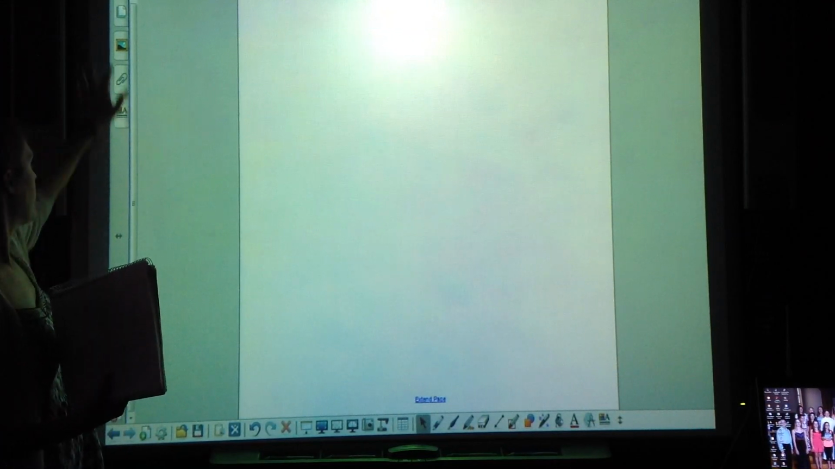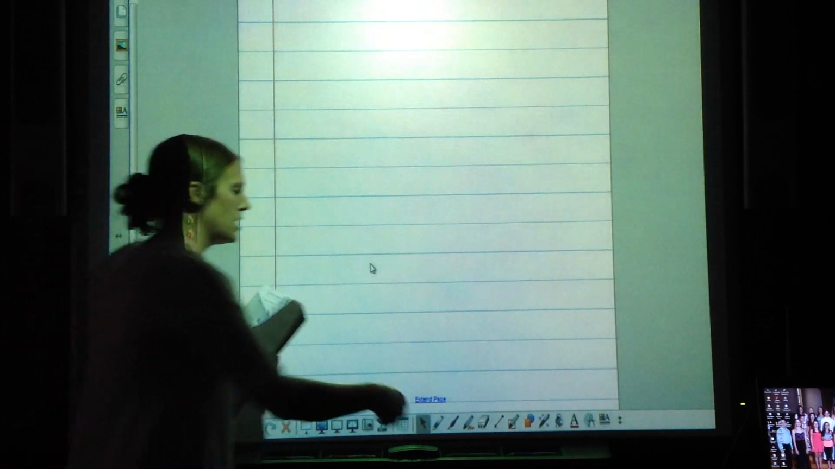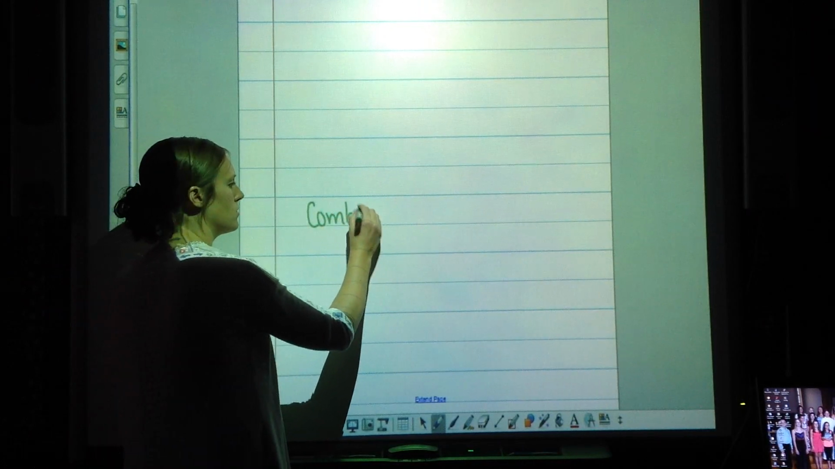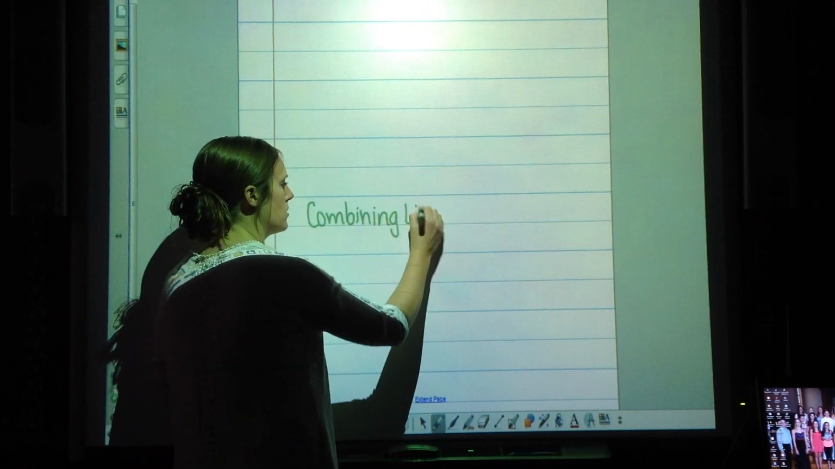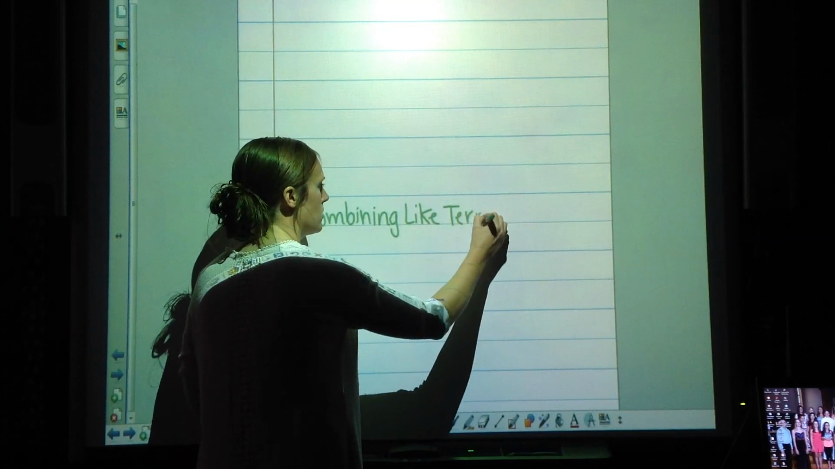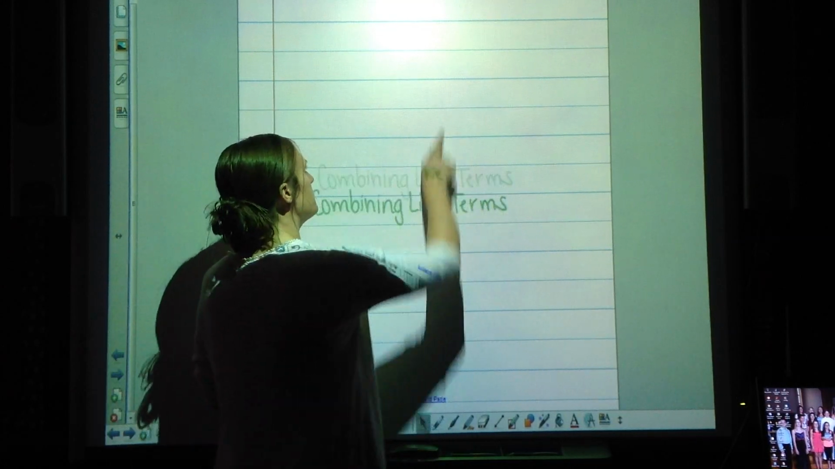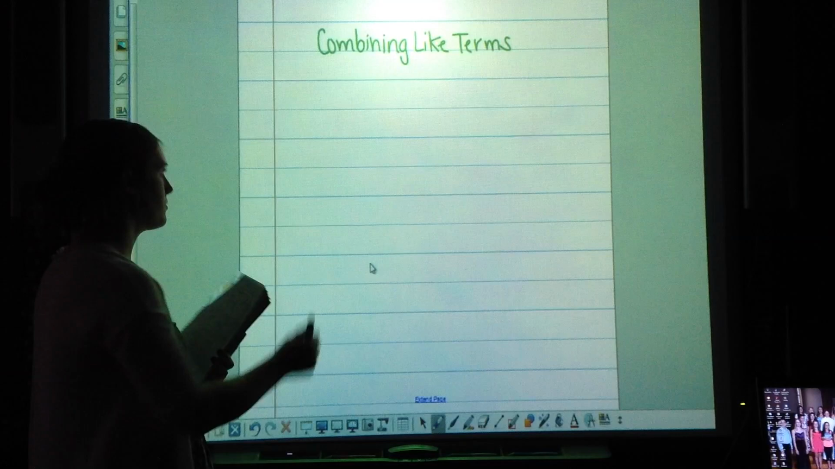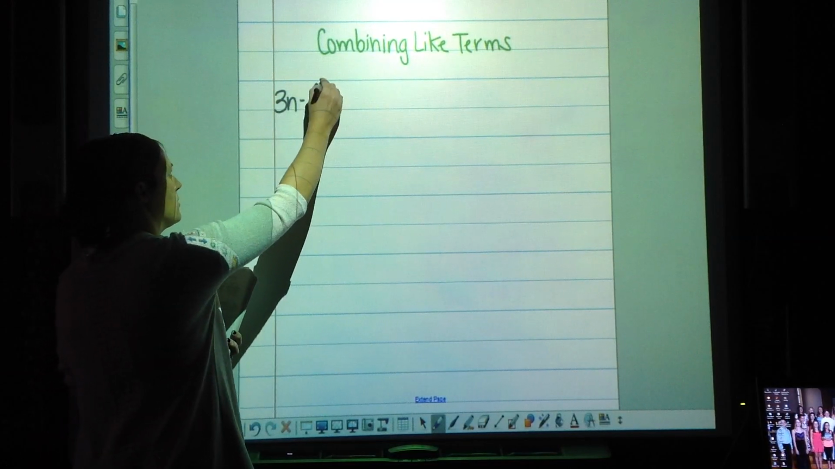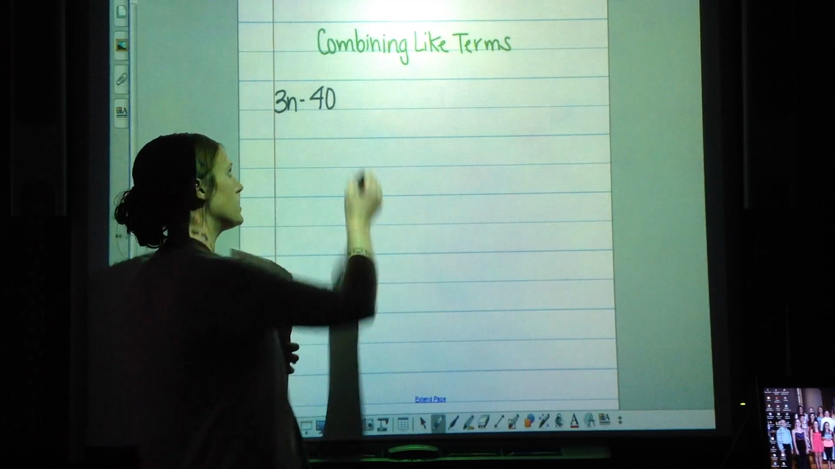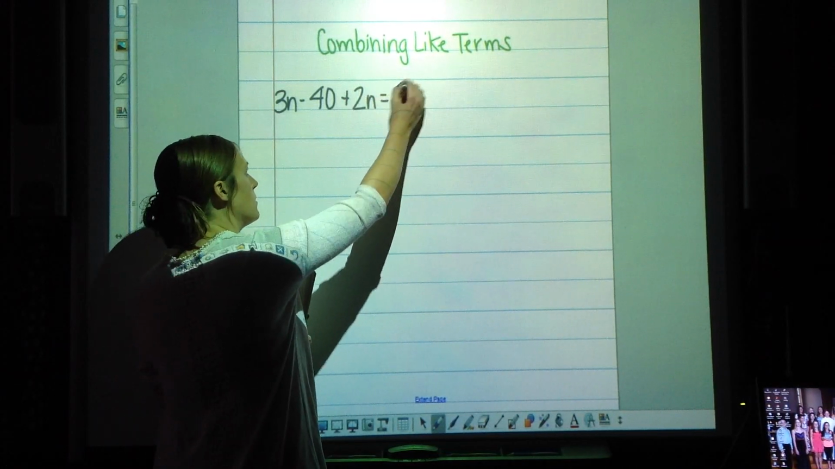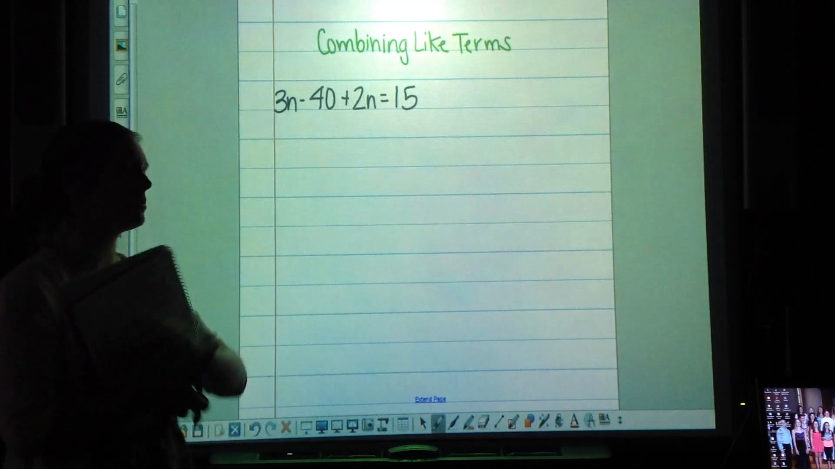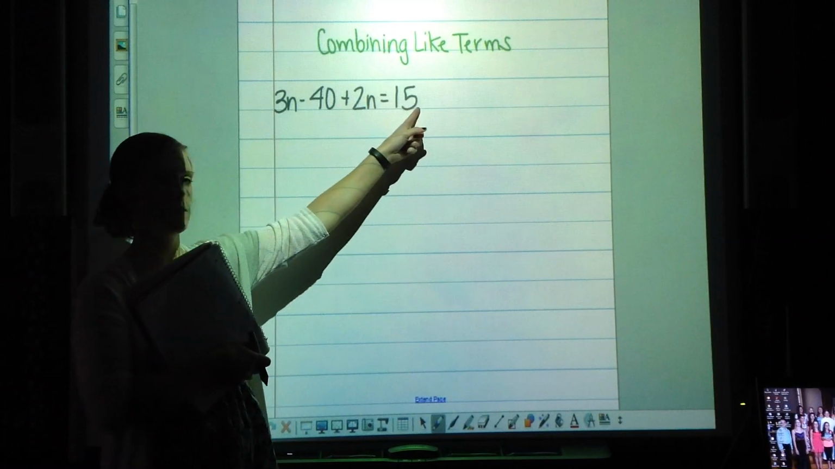Okay, let's try a different type of problem. And this problem is combining like terms. Let's say we have the equation 3n minus 40 plus 2n equals 15. Remember, an equation is just two expressions put together with an equal sign. So the left side here is an expression, and this is an expression.